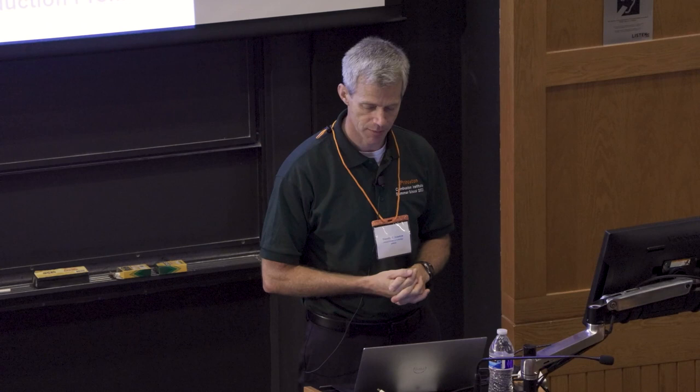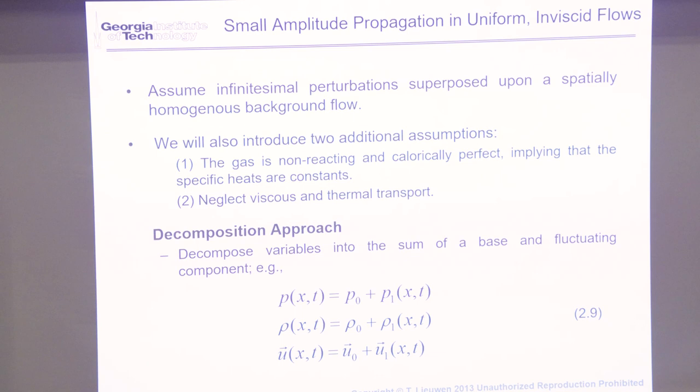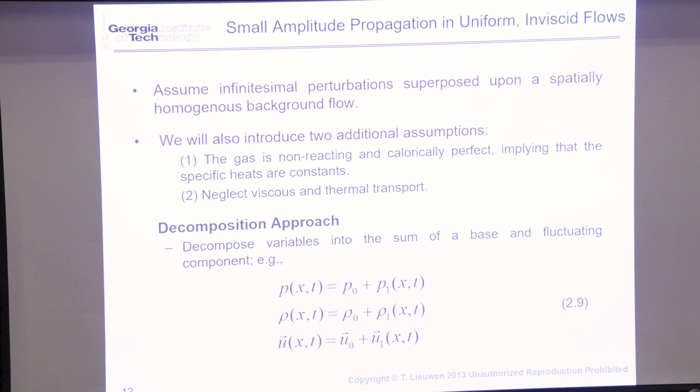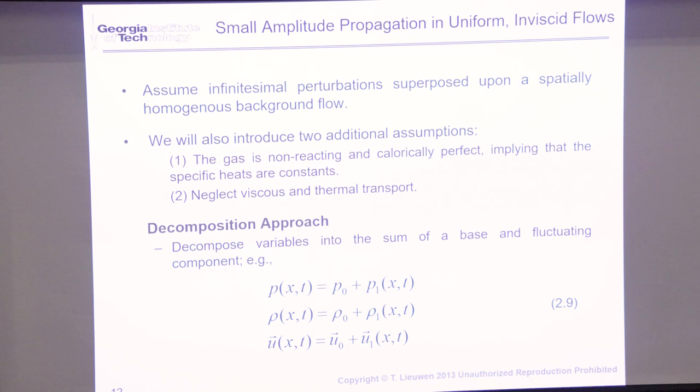So in order to do this, we're going to start by making a lot of assumptions, and then, just to demonstrate some ideas, we're going to start relaxing all those assumptions. So let's assume that we have a spatially homogeneous background flow. Spatially homogeneous means that if I remove the disturbances for a moment, there's no spatial variation in pressure, the velocity is the same everywhere, the density is the same everywhere, and so forth.